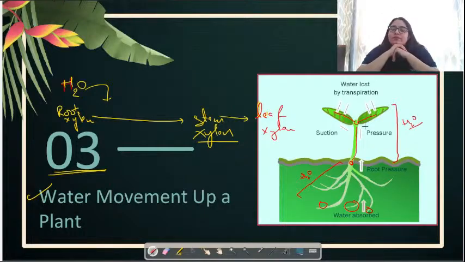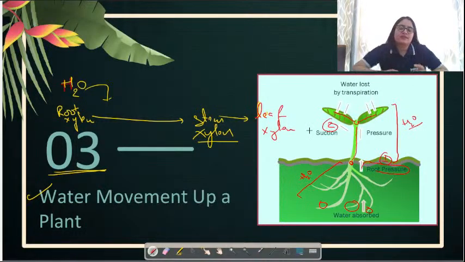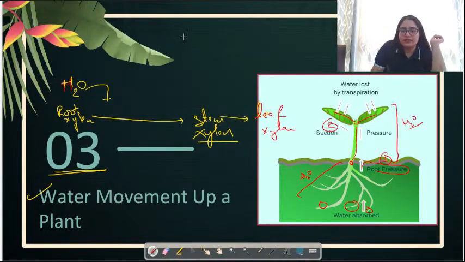So, I hope the entire topic of how water is absorbed is clear. Now, let us jump into the detail of how water actually moves up. Remember students, as you can see in this diagram as well, the two forces responsible for movement of water up a plant are first the root pressure and another is the transpiration pull, which acts like a suction pressure, right?